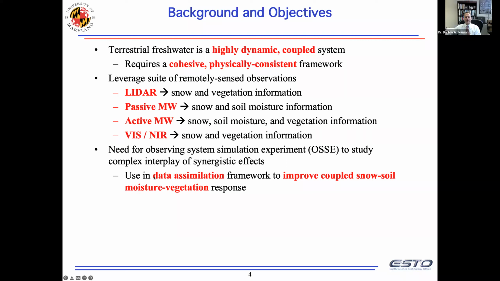I will briefly talk about data assimilation. Professor Dara Entekhabi, who I know is your first speaker, has done some really foundational, groundbreaking work on this, and he had a profound impact on my philosophy when I was a graduate student learning this material. So I'm going to stand on the shoulders of giants and borrow from them. We're going to use data assimilation to merge our model and observations, hoping that we can improve the coupled snow, soil moisture, vegetation response.